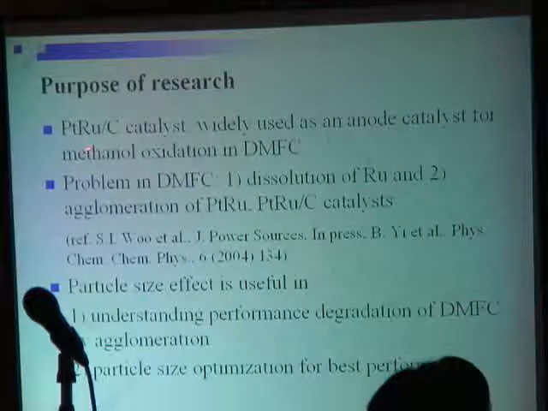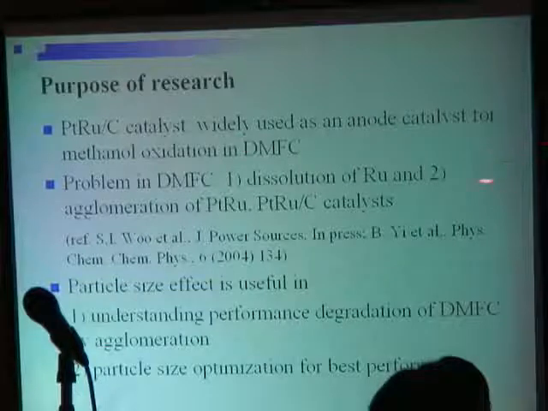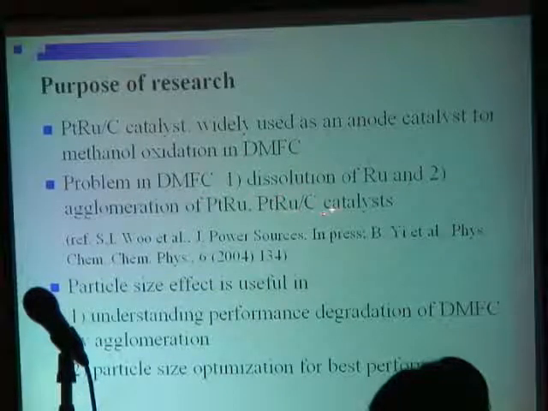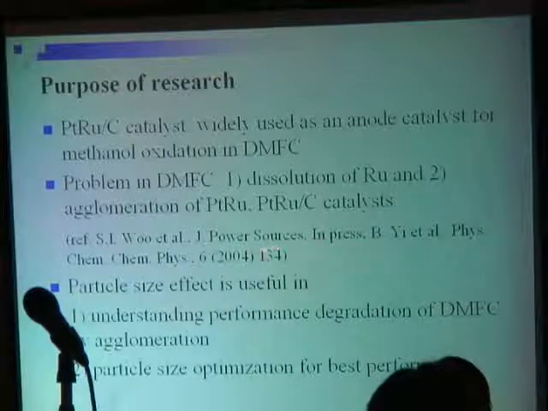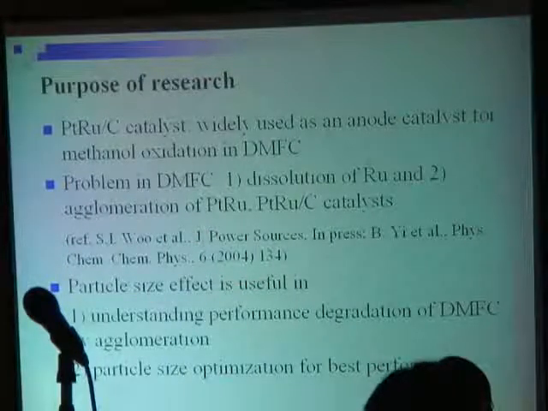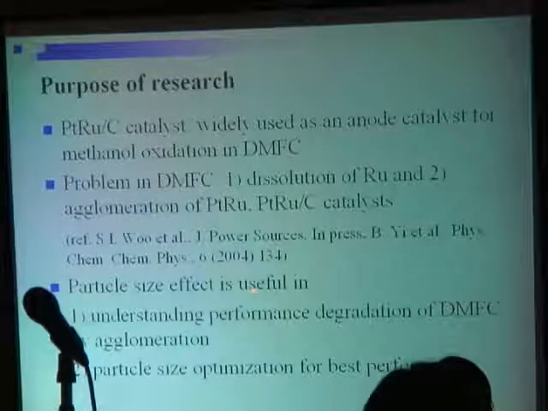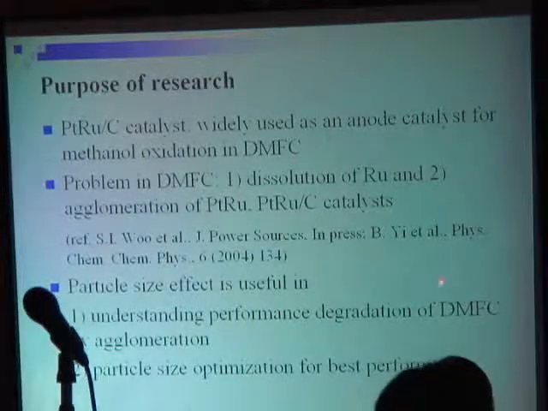As we know, PtRu supported on carbon is widely used as the anode catalyst for fuel cells. There are two problems in the fuel cell. The first is dissolution of ruthenium. The second is agglomeration of the PtRu catalyst. In this presentation, I mainly focus on the particle size effect. It has some very useful meaning. First is understanding the performance degradation of the DMFC, and the second is particle size optimization for high performance.